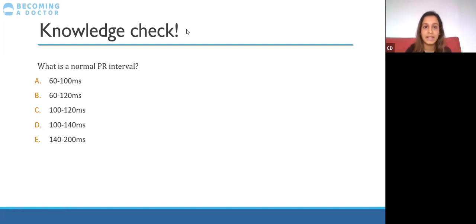Okay, I'm going to end polling and share results there. So most people tended to go for C, with quite a lot of people surprisingly going for E. So the normal PR interval is C. It's 100 to 120 milliseconds, not 140 to 200. That would be far too long. And this is the next one.